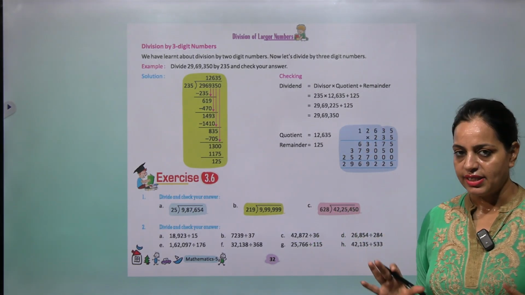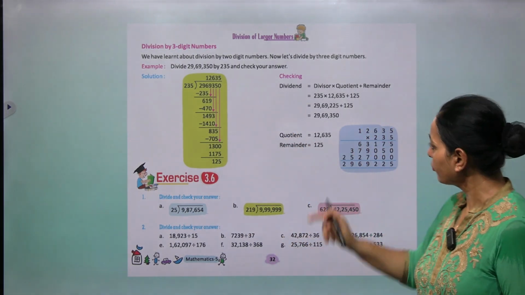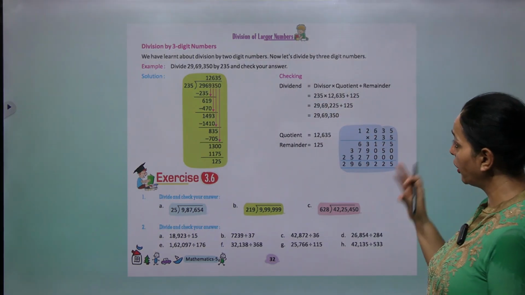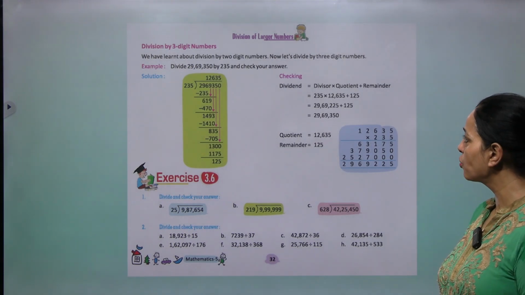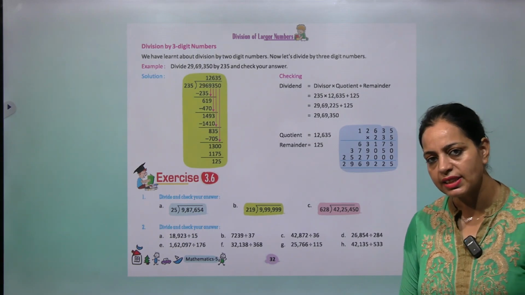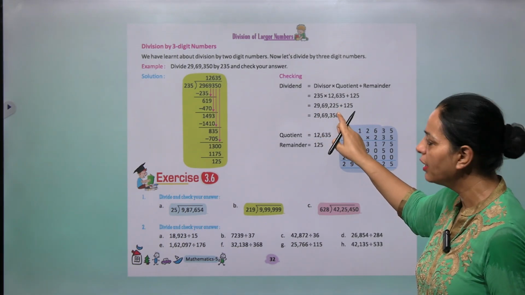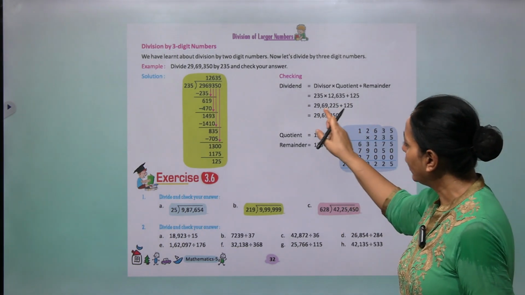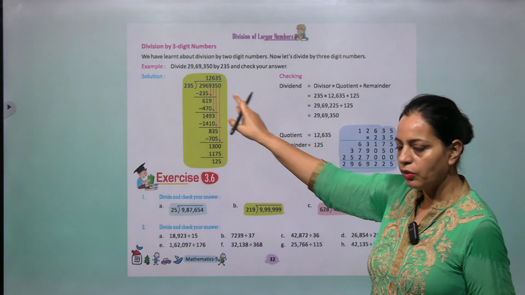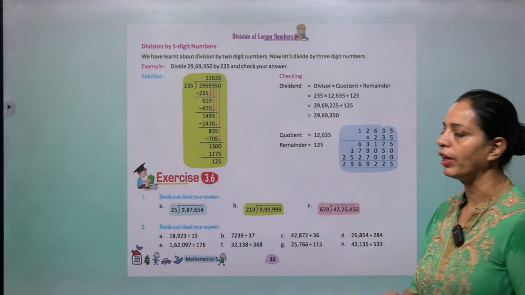अब we are checking our answer whether it's correct or wrong. हमारे पास question भी आ गया है, remainder भी है. So we know dividend equals to divisor into quotient plus remainder. Now we are checking the answer. We are just substituting the values. 235 into 12,635 plus 125. आप इन दोनों को multiply कर देंगे. You are getting this one plus 125. So you are getting 29,69,350 same dividend. Okay, so it means our answer is correct. So quotient is this one and remainder is 125.